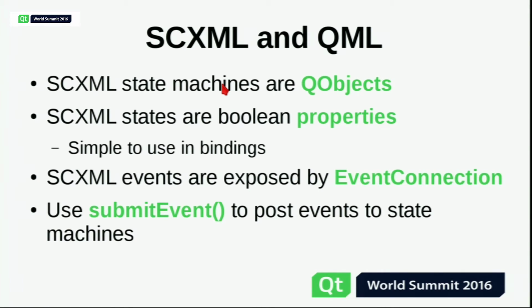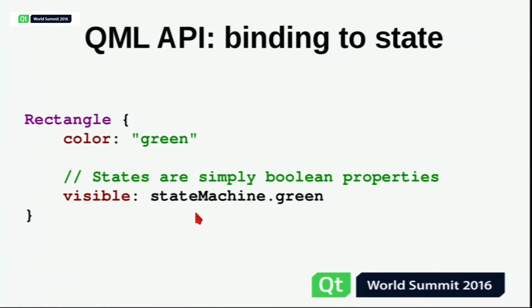In order to receive events, that's a bit more complicated because of the event specifier syntax from SCXML. So we have an EventConnection that I'll show you in a minute, where you can specify those event specifiers and then get a signal when that happens. And of course, submitEvent is Q_INVOKABLE, so you can just call it from QML. So that would be binding to a state here. You have a rectangle, and it's green, and it should be visible when the state machine is in the green state. And that's it.